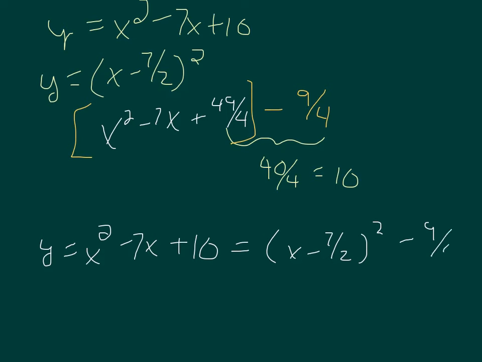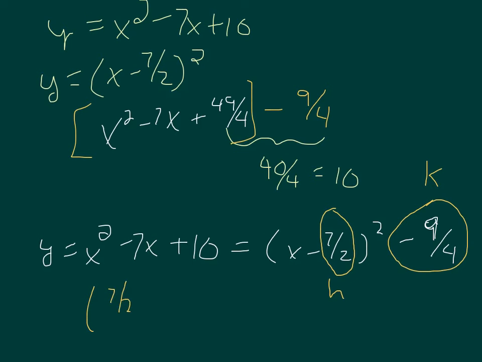And remember we said that h, k is your optimal value? Well, in this case, h is 7 halves. This is h. K is minus 9 over 4. Okay? So again, we have 7 halves, negative 9 over 4, which is 3 1/2, negative 2 1/4. So you see we end up with the same information.